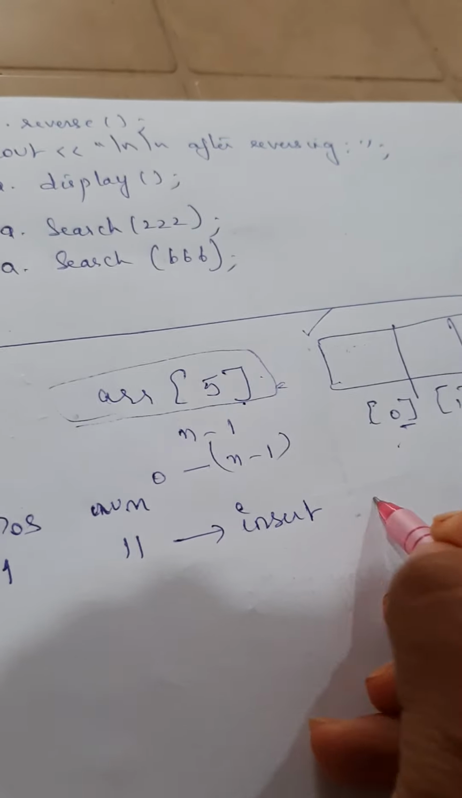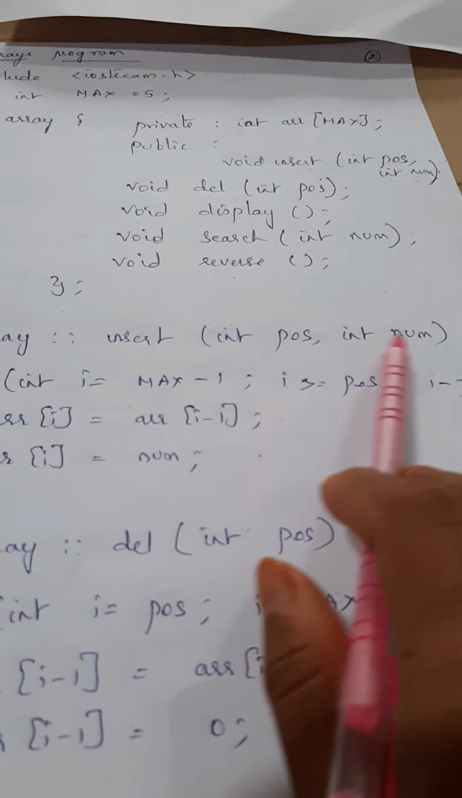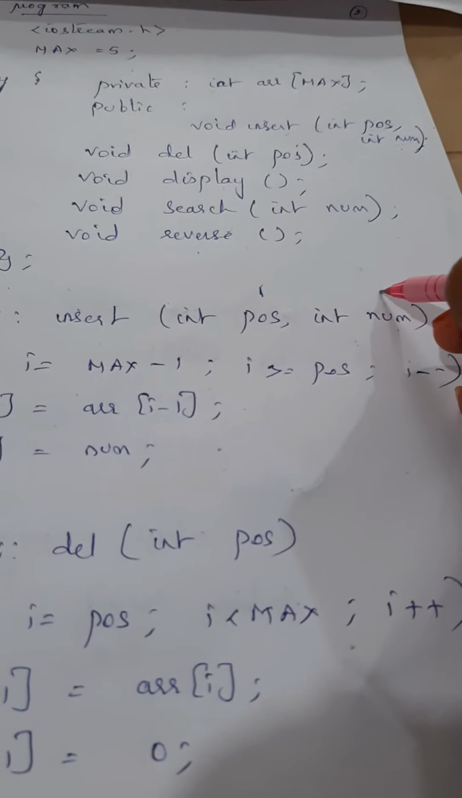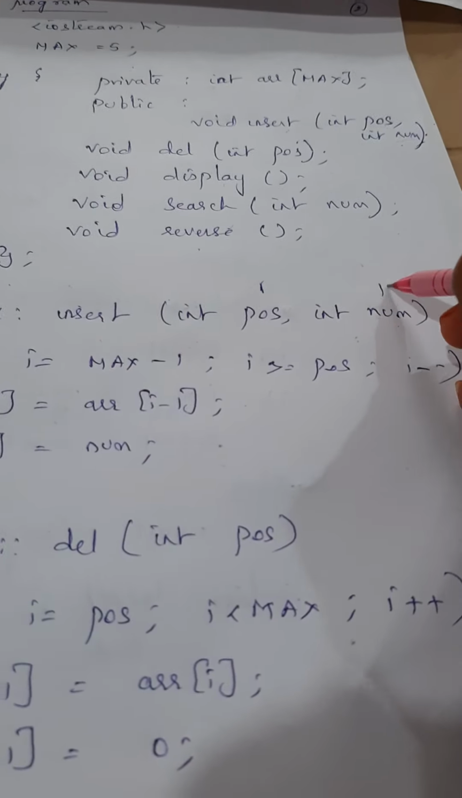So when the insert function is called, what is happening? You will enter into the insert function. So here is the insert function now. We'll see how to insert the element. Now here in the insert function, we have void array scope resolution operator insert int position and int number. Now what is the position here? 1. What is the number here? 11. So these are the parameters that you are passing into the insert function.